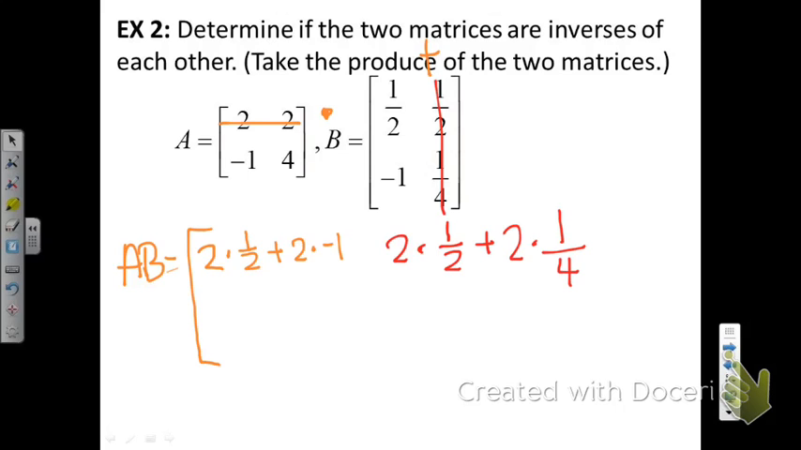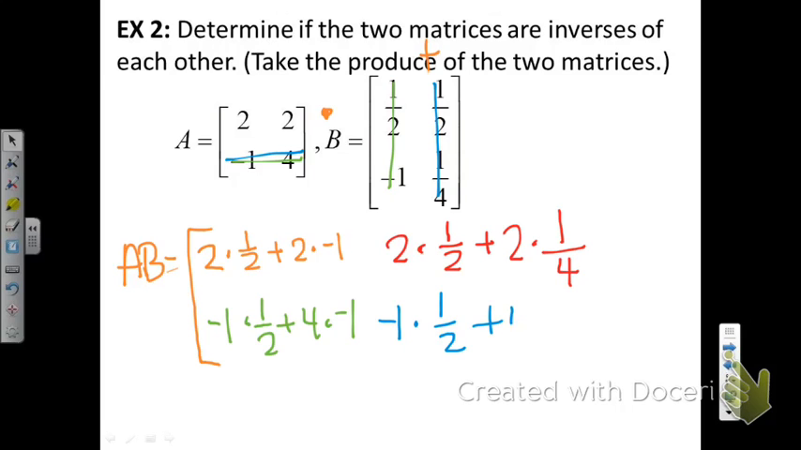and we'll do the bottom row. So we take the bottom row times the first column, you get -1 times 1/2 plus 4 times -1, and then we'll do the last one, where you take the row by the column, so -1 times 1/2 plus 4 times 1/4. And then all we do is find out what those values are.